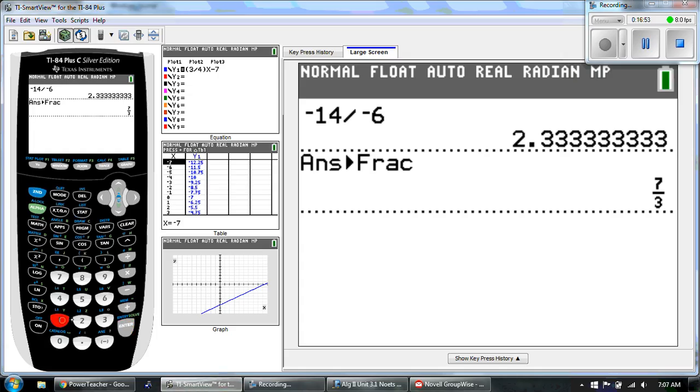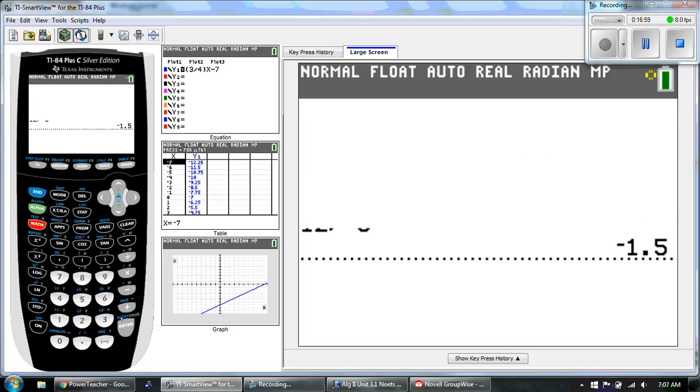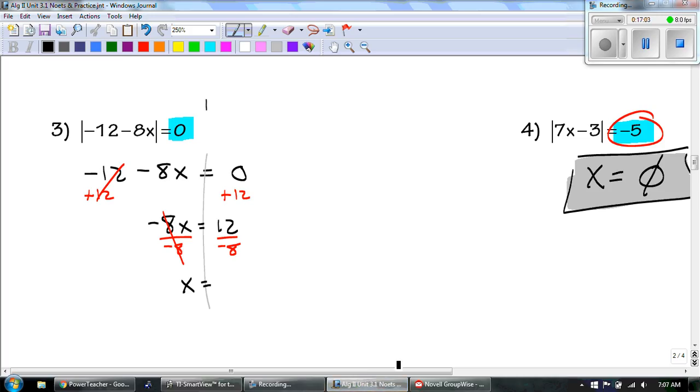you having trouble reducing that one? Remember, throw it into your calculator, 12 divided by -8. We get our decimal, go math, enter, enter, and we get that x equals -3 over 2.